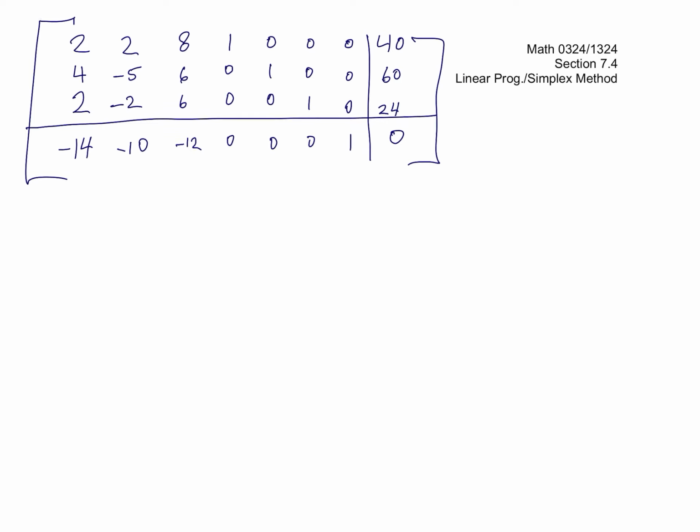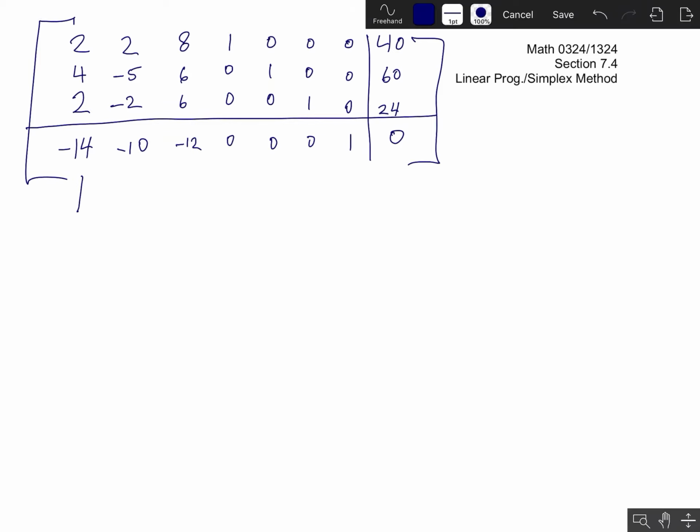So now let's talk through the pivoting procedure. Because there are negative indicators here, we know we shouldn't read off the solution right away. We want to get rid of those negative indicators. And to do that, we'll go through the pivoting process. First, we identify the pivot column. That's the one that has the most negative indicator. So negative 14 is the largest negative indicator, so this will be our pivot column.